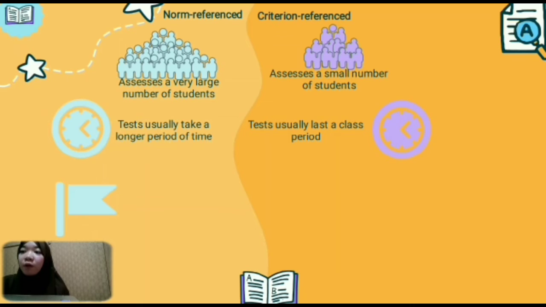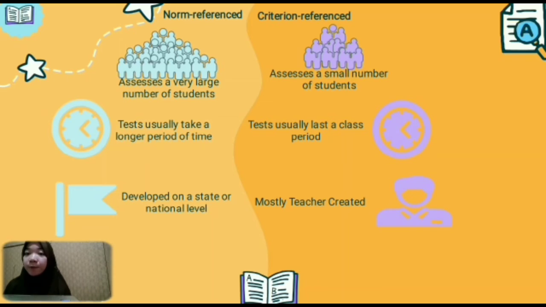Okay, criterion reference tests are not as long as norm reference tests. These tests usually last only about a class period. Okay, next, norm reference assessments are developed on a large scale compared to criterion. They are often developed on a state or national level. Criterion reference tests can be developed individually. They are mostly created by the classroom teacher.